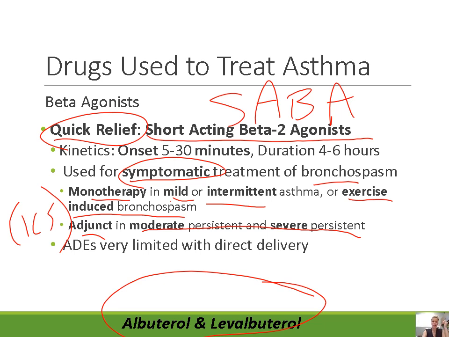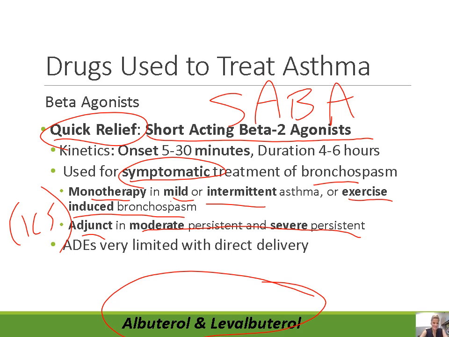Adverse drug effects of the short-acting beta agonists are pretty limited with direct delivery. They are being delivered directly to the lungs. Also, there's not much beta-1 stimulation. But remember that even if a drug is specific for beta-2 receptors, it's not 100% selective. So it is possible to have some adverse drug effects that are systemic, or some that have to do with the beta-1 receptor. But again, they're typically relatively minimal or relatively limited.